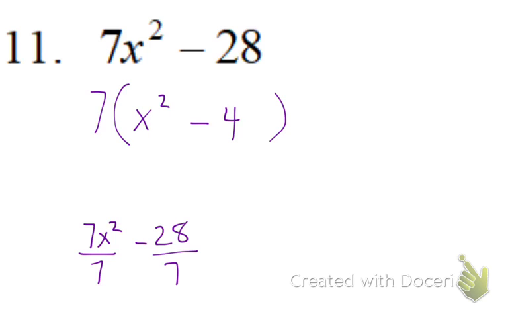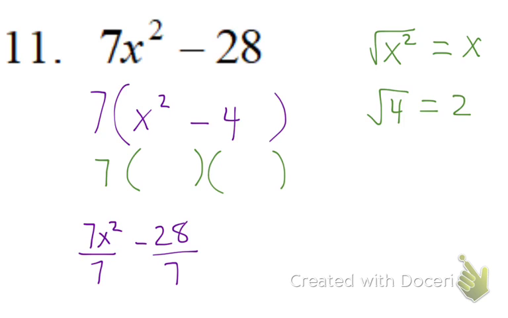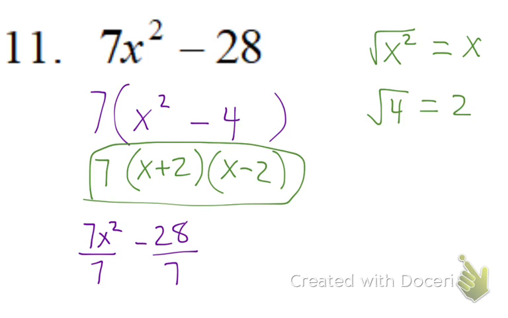Inside of parentheses, we have a binomial, and so we'll factor. It's the difference of two squares. Square root of x squared is x, so that's a perfect square. Square root of 4 is 2. It is the difference, so we'll have x plus 2, x minus 2. You can check it by multiplying all that together.